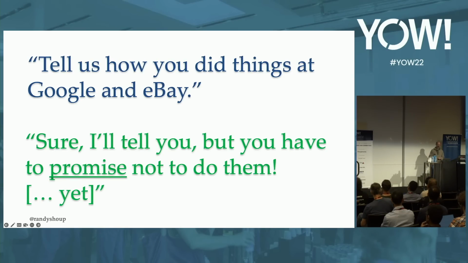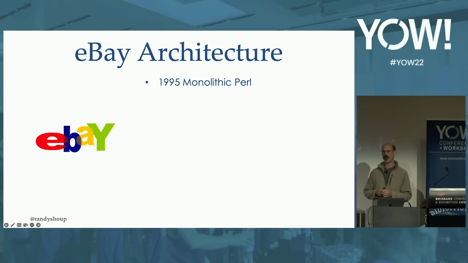Okay, so I want to start by talking a little bit about some architecture evolutions of eBay and of Amazon, and then I want to go through, as I talked about, those different phases of companies and talk about what the appropriate architecture might be.